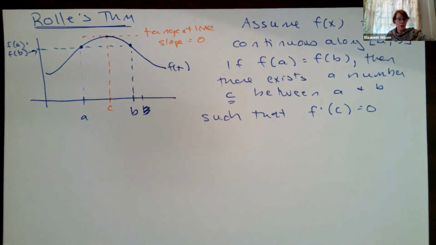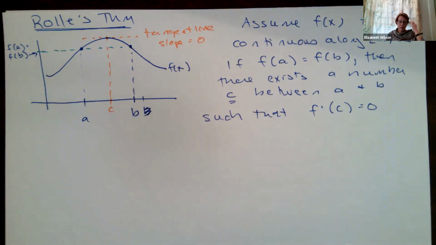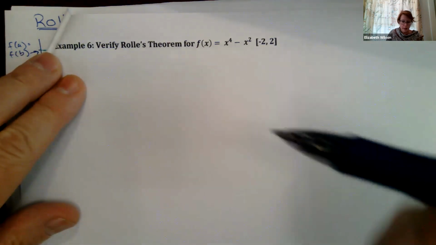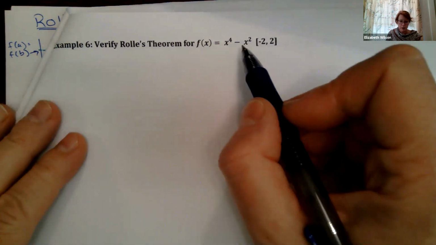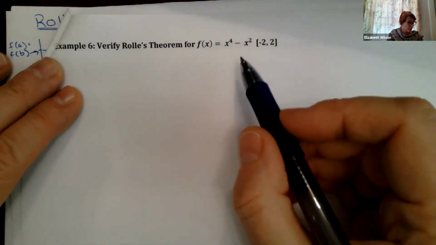That's Rolle's theorem. We're going to use that. It's like a special case of our mean value theorem. We're going to get to that in just a minute. So let's do an example on Rolle's theorem. Example 6: x to the 4th minus x squared. We want to verify this. The x to the 4th function is positive. It's kind of got this W shape that it's making, x to the 4th minus x squared.